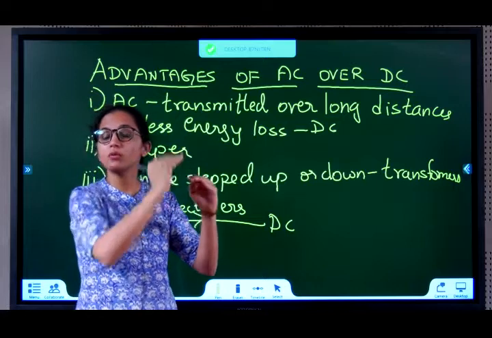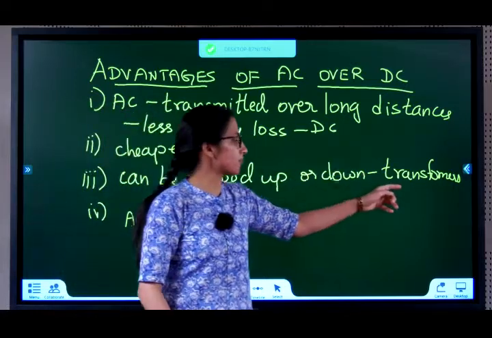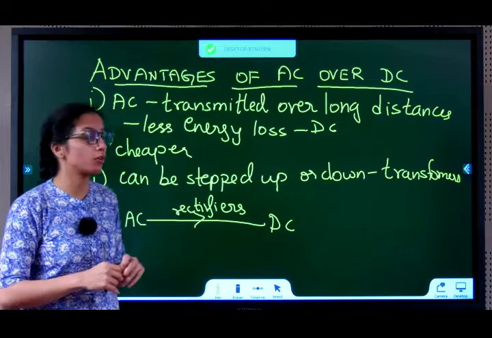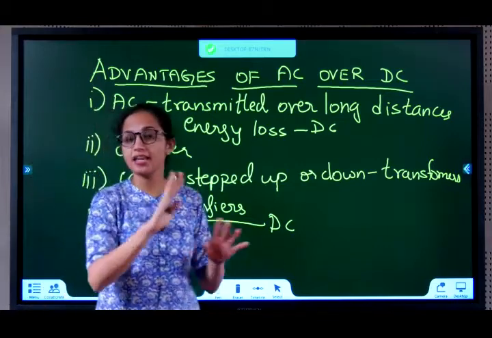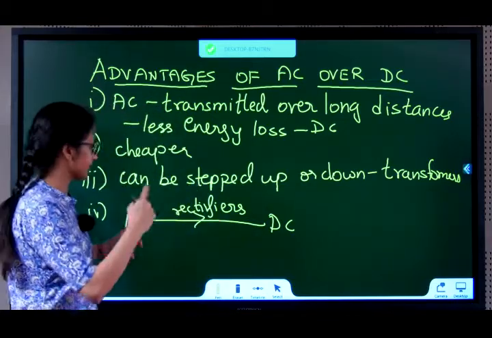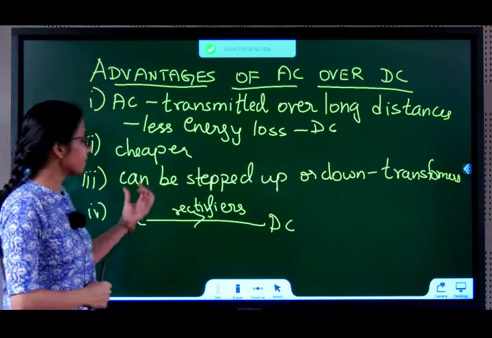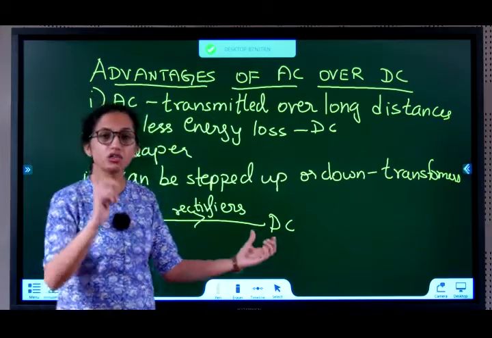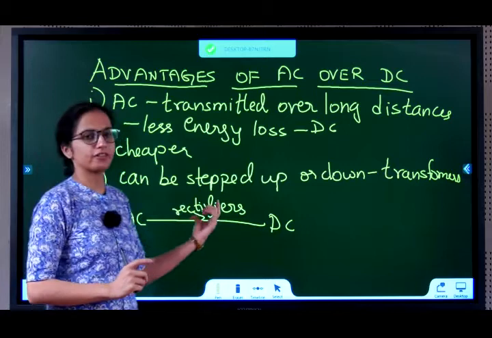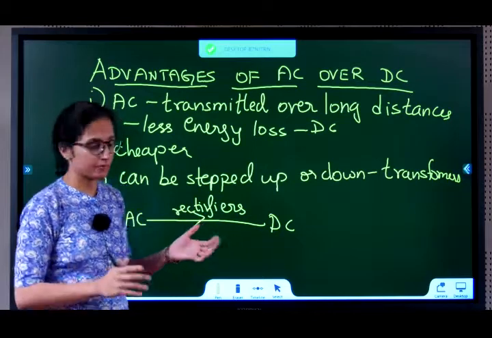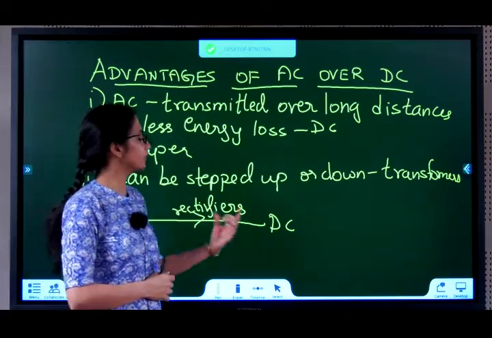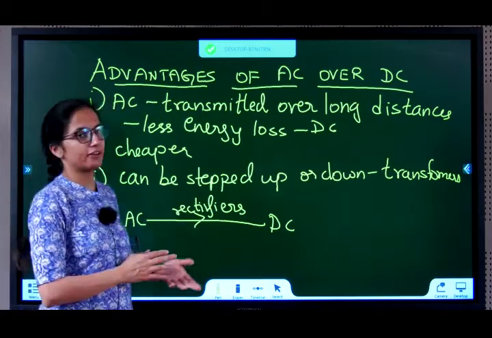You can step up or step down the voltage using transformers. If it is DC, you can't vary it so easily. Next, AC can be easily converted to DC using a device called a rectifier. Vice versa is not possible.